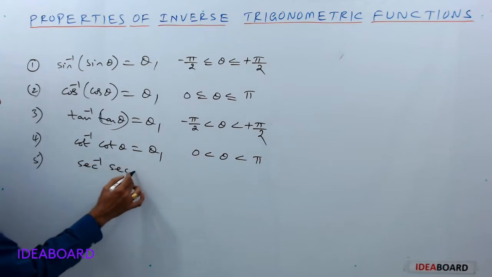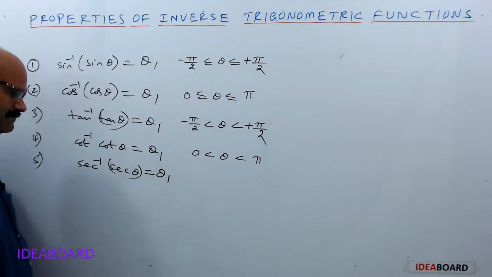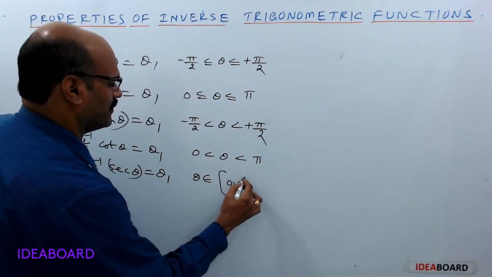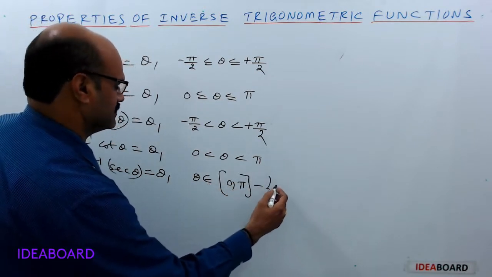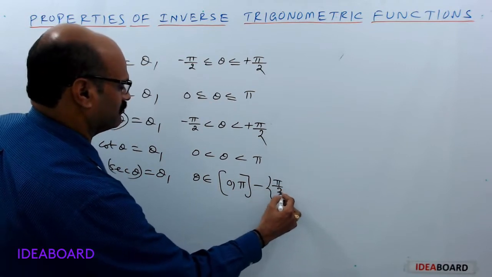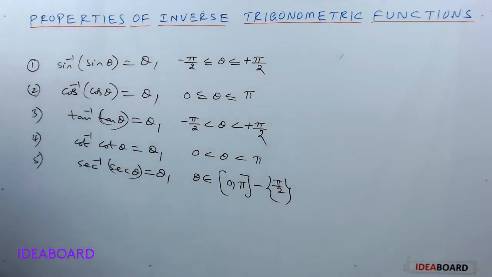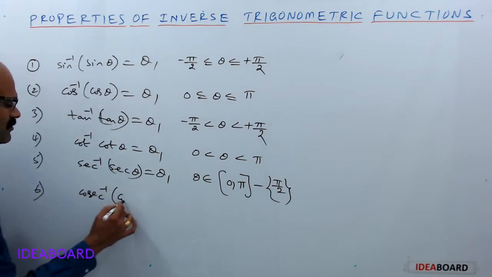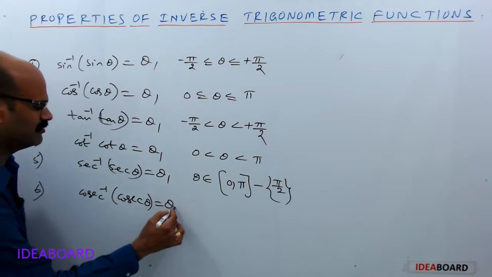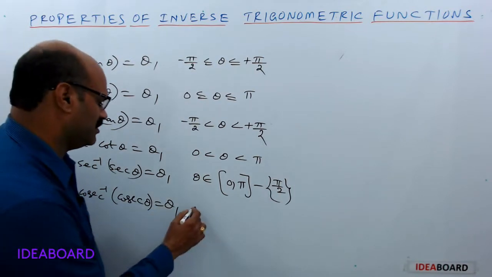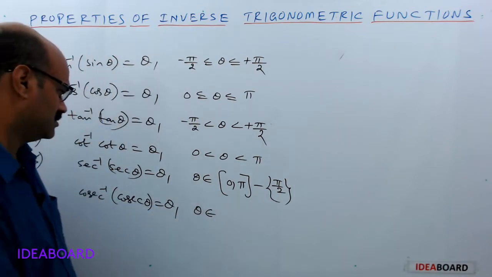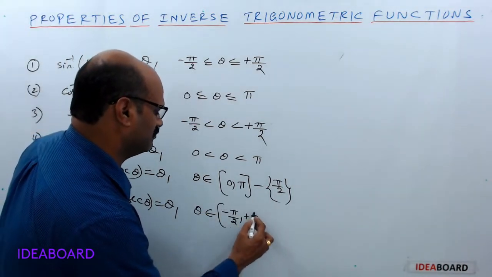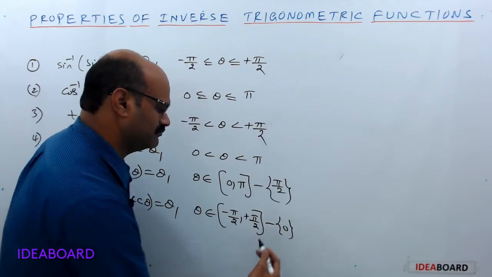Secant inverse of secant theta equal to theta. Here theta belongs to 0 to pi minus pi by 2. Cosecant inverse of cosecant theta equal to theta. Theta belongs to minus pi by 2 to plus pi by 2 minus 0.